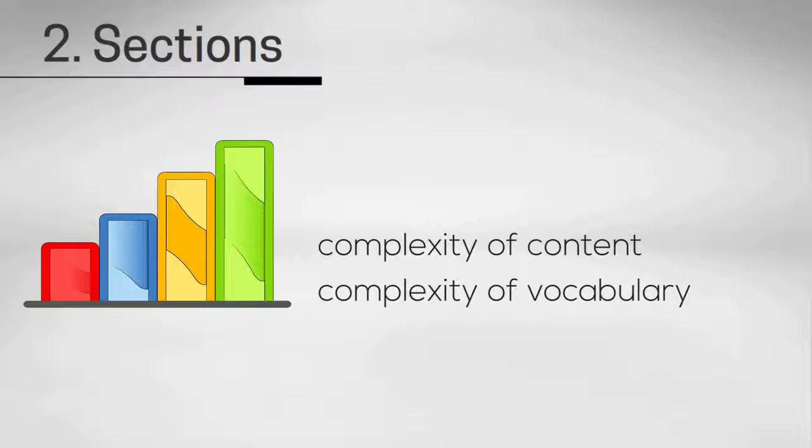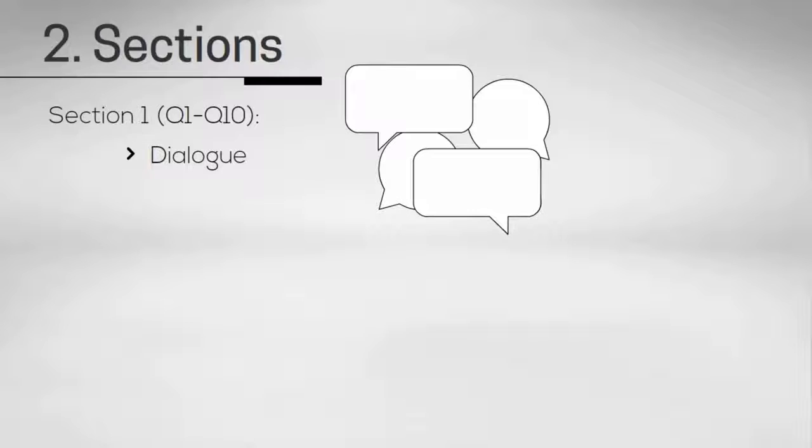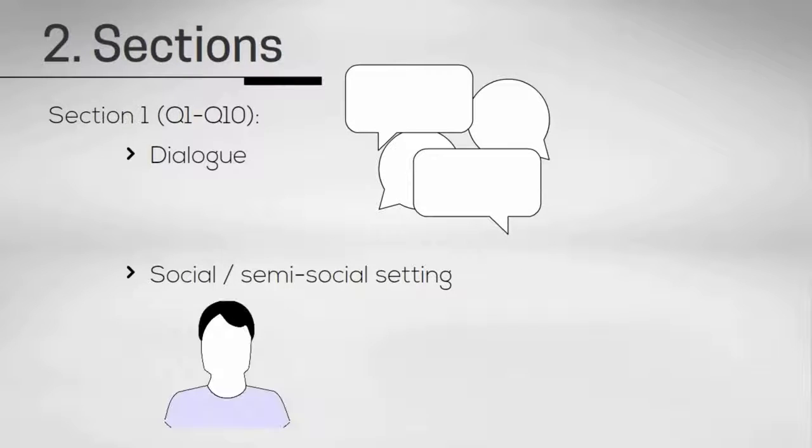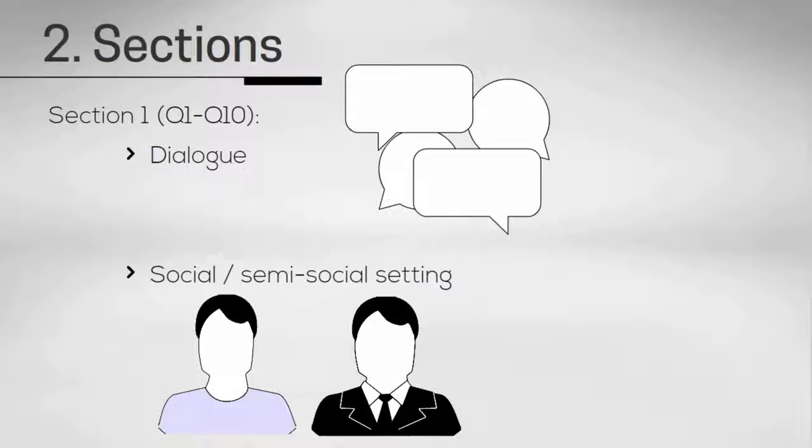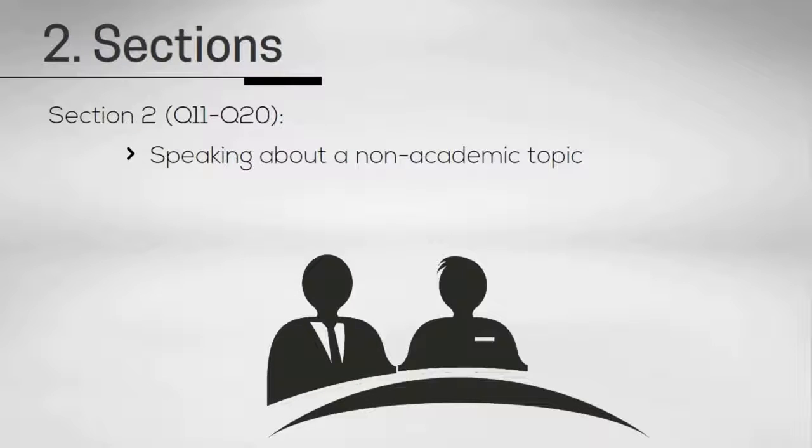Okay, let's now look in detail at the 4 sections in the test. One important thing to remember is that each section gets progressively more difficult in terms of the complexity of the content and vocabulary used. The first section is structured like an informal conversation. For example, it could be about a student going to study overseas and talking to an estate agent about renting accommodation there. The second section is one person talking in a non-academic context. For example, this could be a short talk about the catering arrangements during a conference.